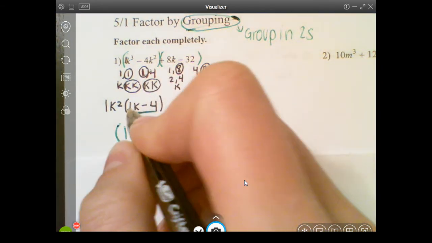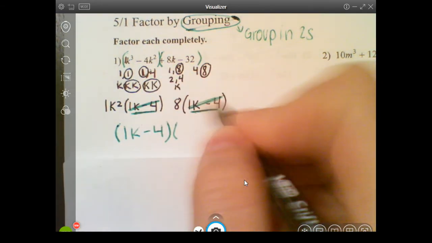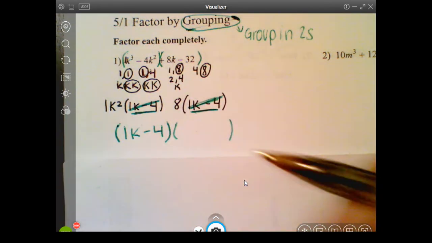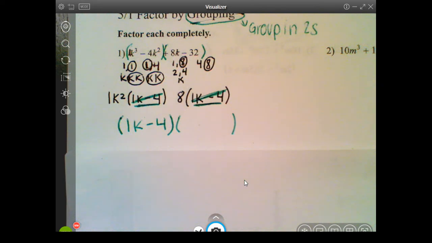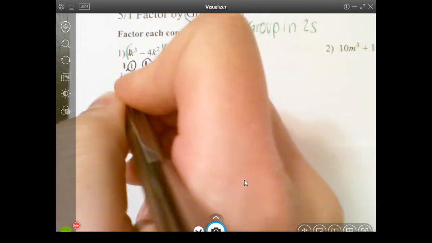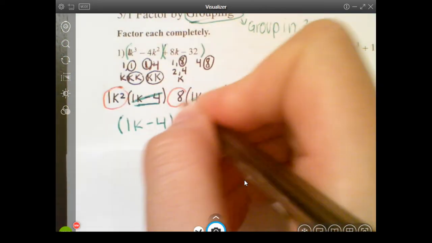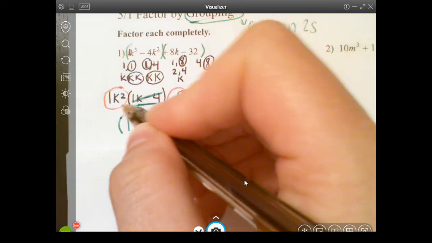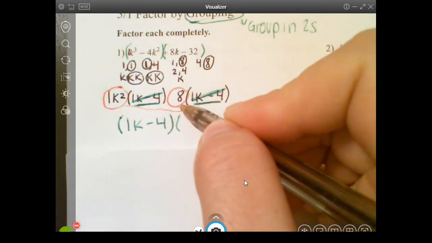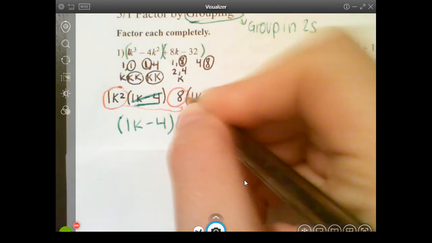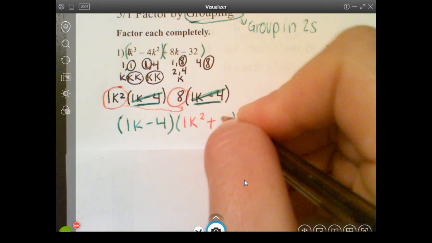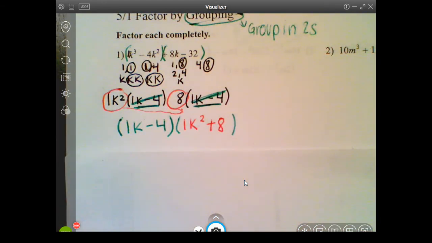Well, this and this gave me that 2 for 1. The only other pieces here are the stuff that's outside, so the 1k2 and the 8. So that is going to join up and go to this one. So I have 1k squared, and this is a positive 8, so plus 8. So my two binomials, when I factored this whole thing, gave me this answer.